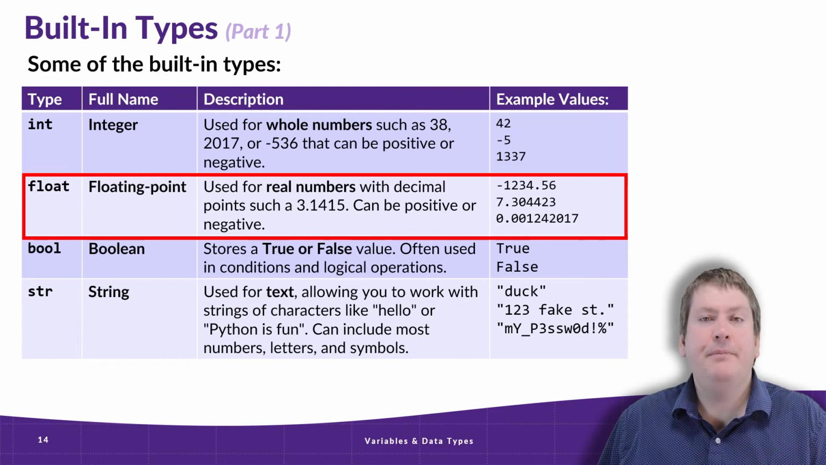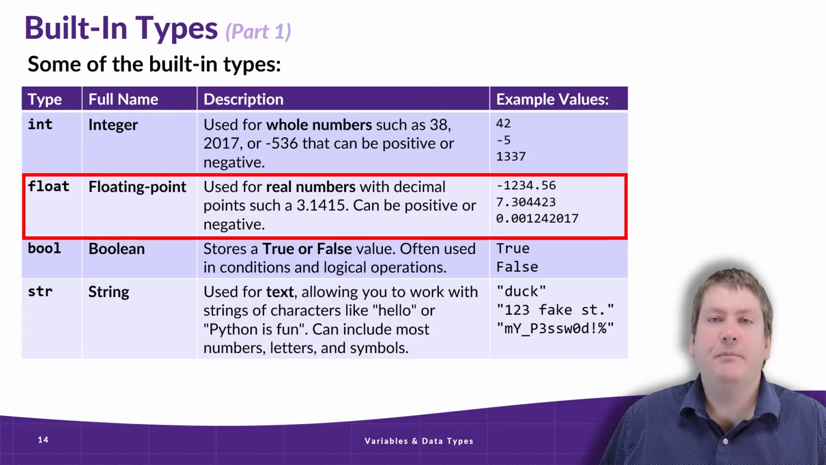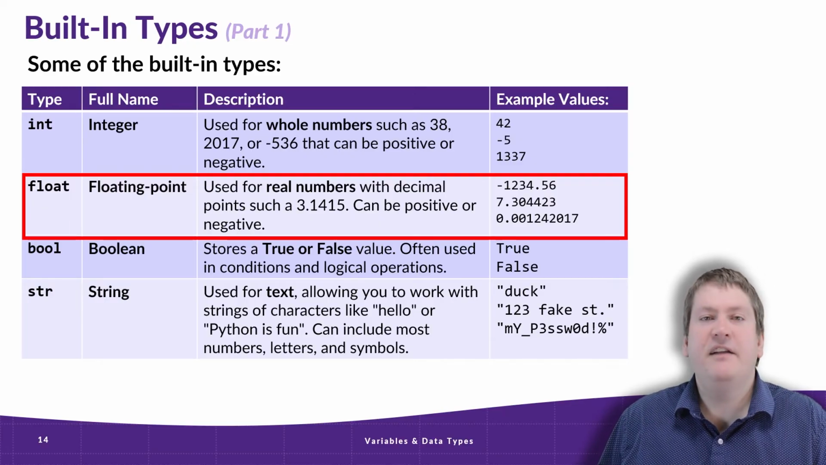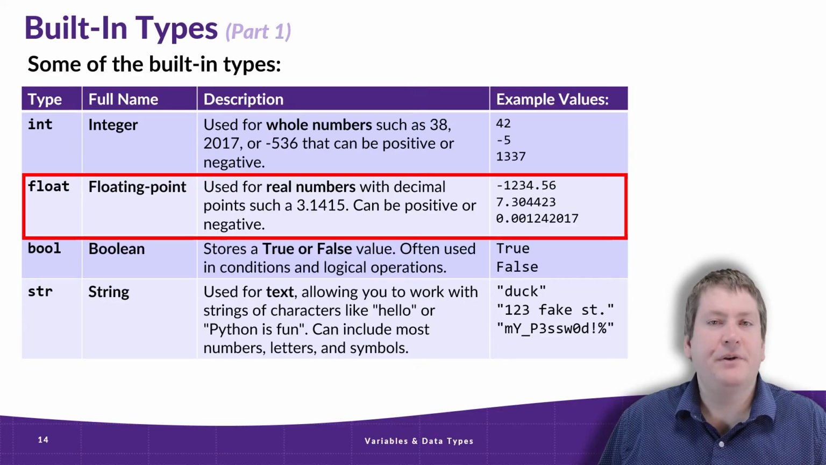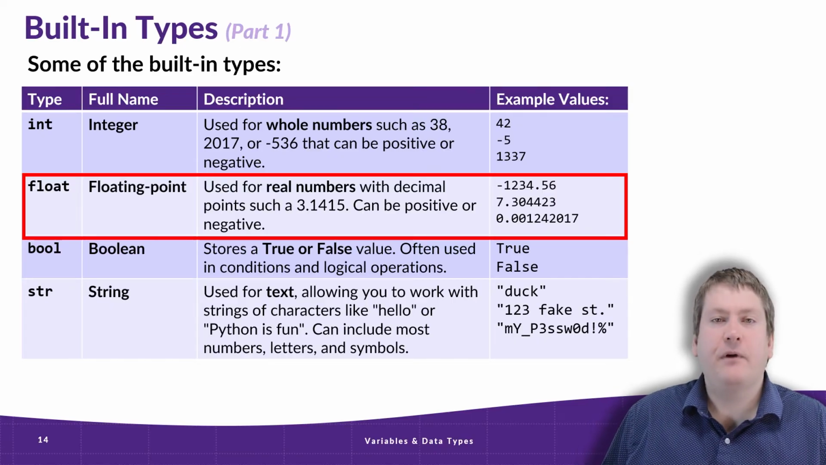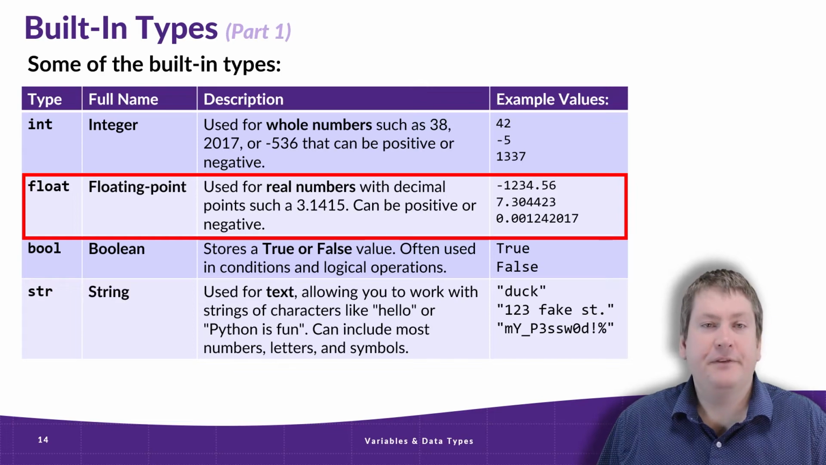The floating point type is similar to an integer, but can store real numbers. That is, numbers with decimal points, such as -1235.56 or 7.304423. You can store a whole number in a floating point type as well, but the reverse is not true. You can't store a floating point number in an integer, at least not without some data loss.